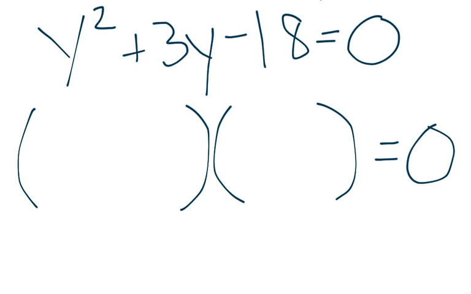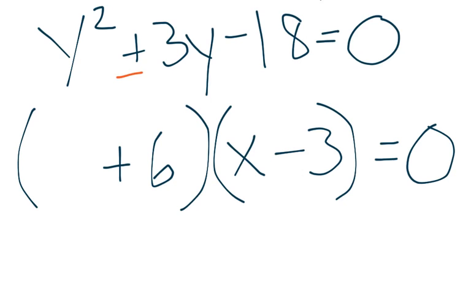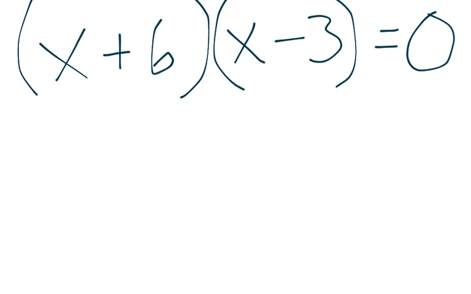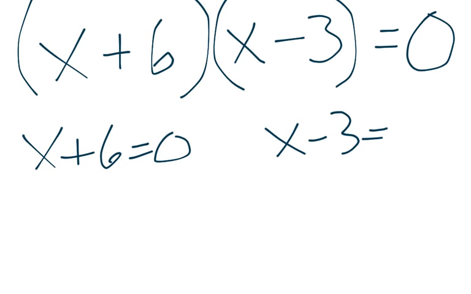And what that's probably going to be is 6 and 3, and since this 3 is positive, that means the larger number is positive. So this is positive 6 and negative 3. And now we want to set each of these factors equal to 0 to solve. So we have x plus 6 equals 0, and x minus 3 equals 0.